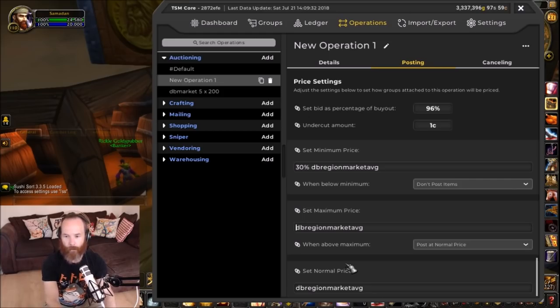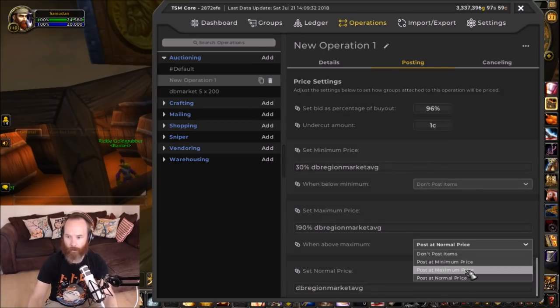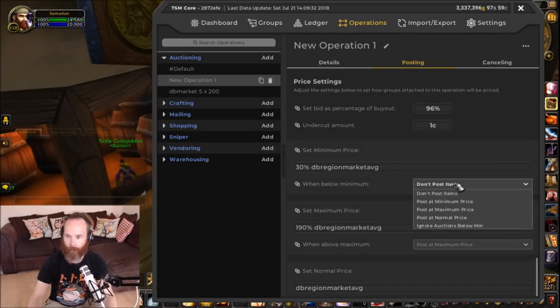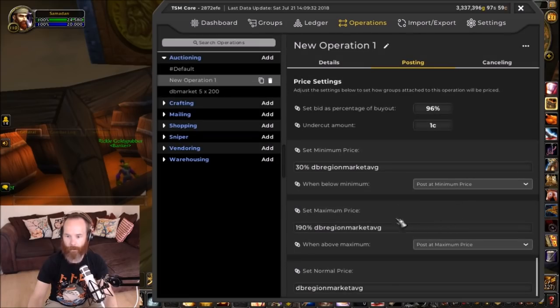So this way, using the DB region market average, there's less risk of that, and you can use this as a solid price source. So say for instance, we only wanted to go no higher than 190% of DB region market average. And if it did get that high, then we just want to post it at the maximum price. And the same with the minimum price, we want to post that at the minimum price. And then the regular amount would be something like just slightly higher than this, maybe 110% of DB region market average. These are all up to you what figures you use. These are just the kind of figures that I would use.